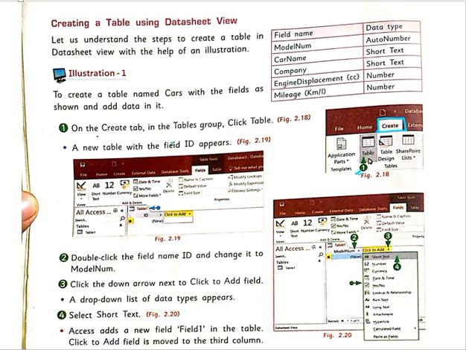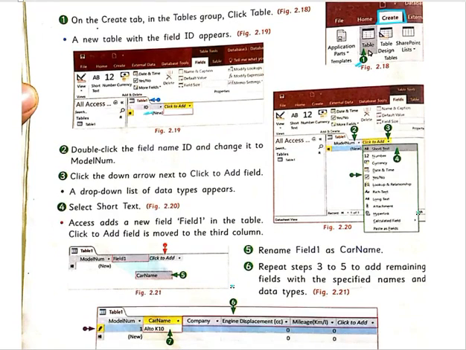After clicking on Table, a new table with the field ID appears. Now double click the field name, that is your ID, and change it to model number. After clicking it, you can see model num. Click the down arrow of Click to Add. After clicking the down arrow, you can see a drop down menu will appear like this.